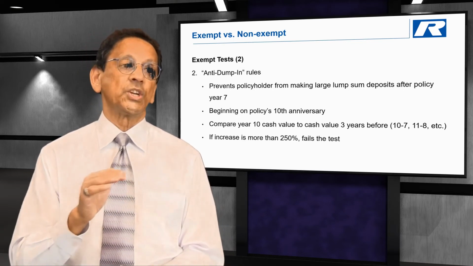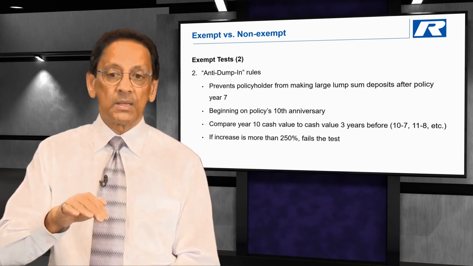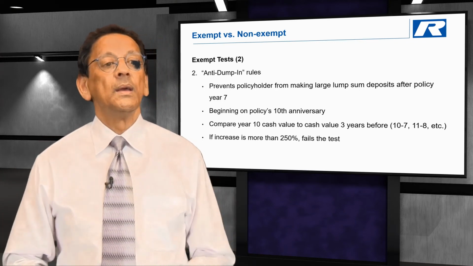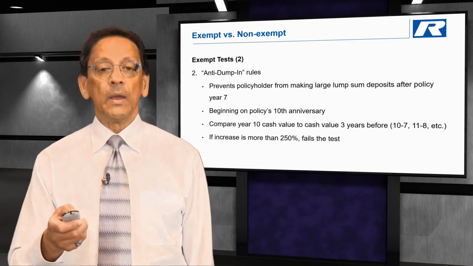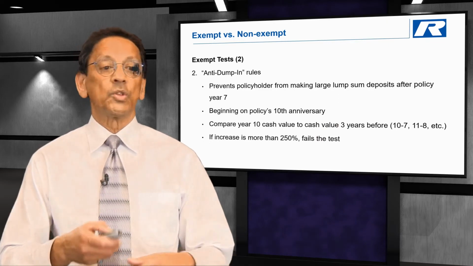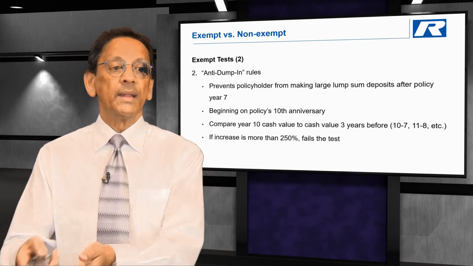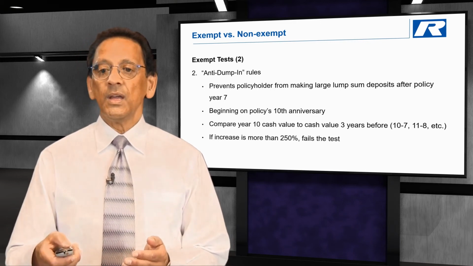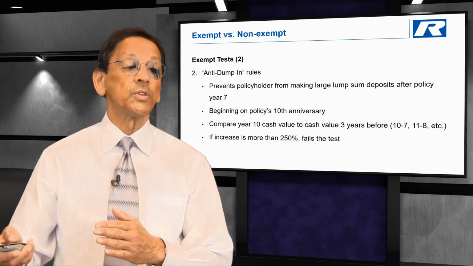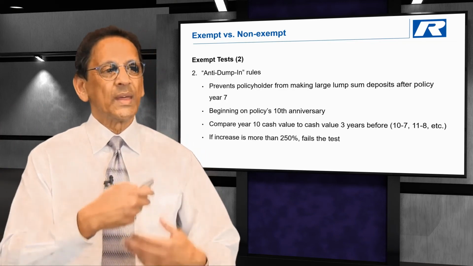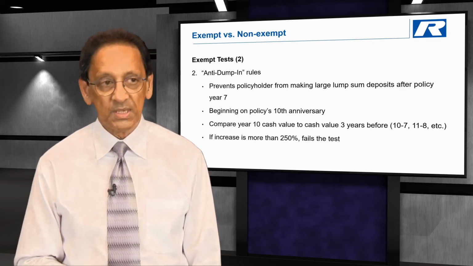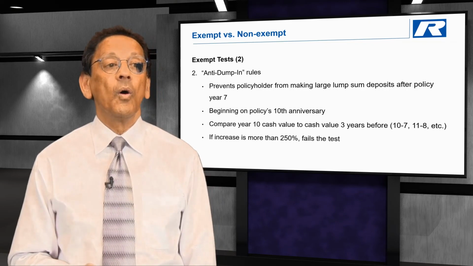Revenue Canada said, yes, you can do that, but we are going to limit how much you can dump into that policy. And so beginning in the 10th policy anniversary, they will look at the cash value 3 years before and say you can only put in up to 2.5 times what was there in year 7. In year 11, you can only put in up to 2.5 times what was there in year 8. In year 12, 2.5 times of what was there in year 9. So that anti-dump-in rule is that second rule that's there to make sure policies are exempt or non-exempt.